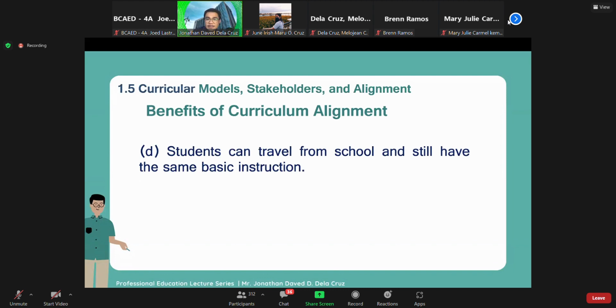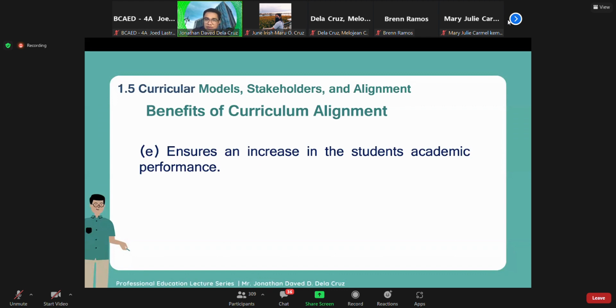The students can travel from school and still have the same basic instruction. So, isang bata from provinces, lumipat siya sa Metro Manila, nag-aral, naging performing student pa rin siya. Kahit na kasi performing student din siya doon, paglipat niya dito, performing student pa rin siya because the standards are the same. The expected outcome from the previous year has been attained na relevant for this academic year. So, definitely magiging performing student din yung bata.